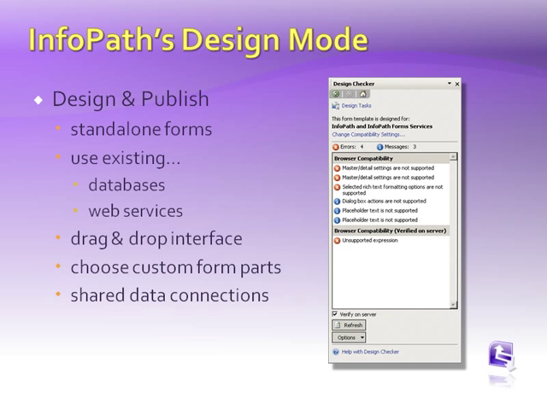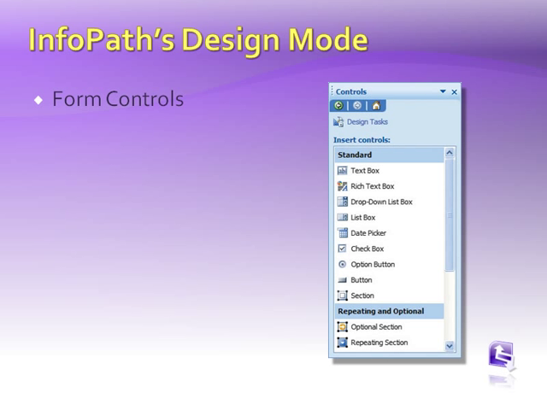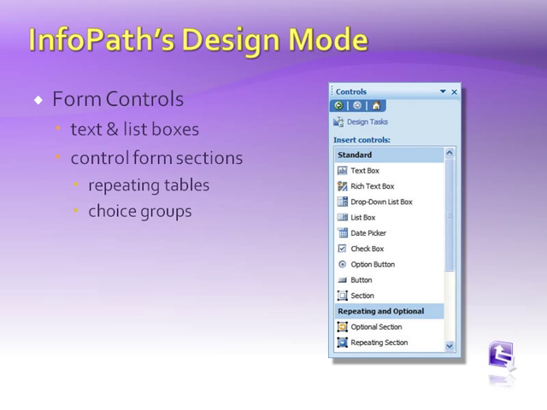Along with standard form controls like text and list boxes, we can insert controls that let users add, remove, replace, or hide sections of a form. Things like repeating tables, choice groups, and optional sections that let us design a truly flexible form template.